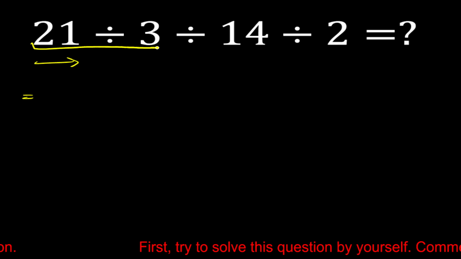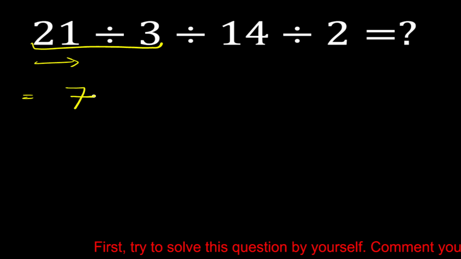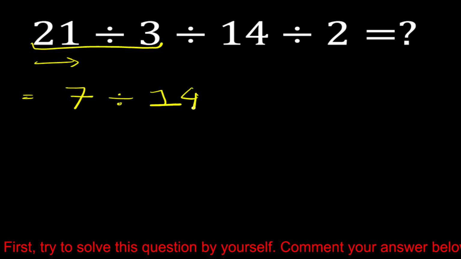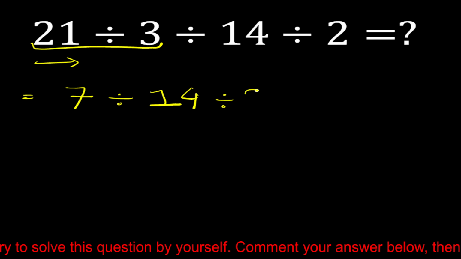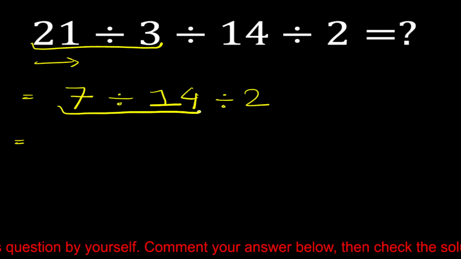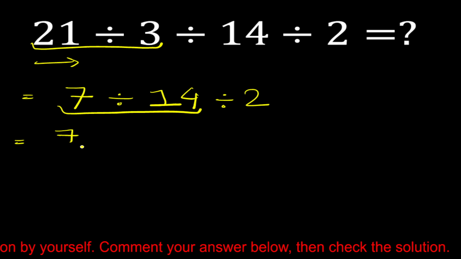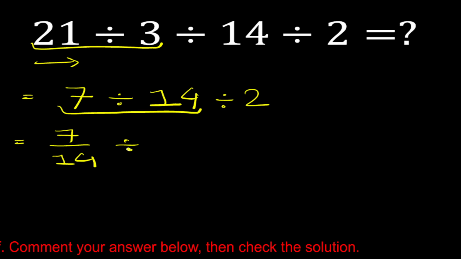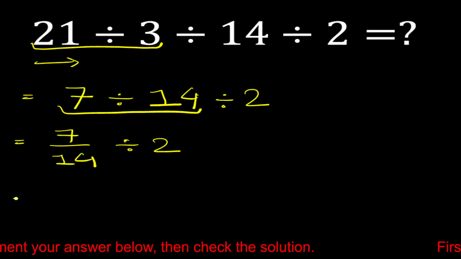So 21 divide 3 is equal to 7, divide 14 divide 2. Now 7 divide 14 can be written as 7 by 14 divide 2.